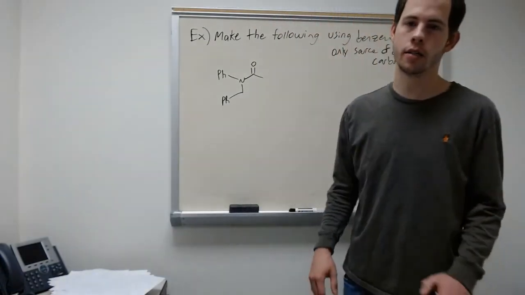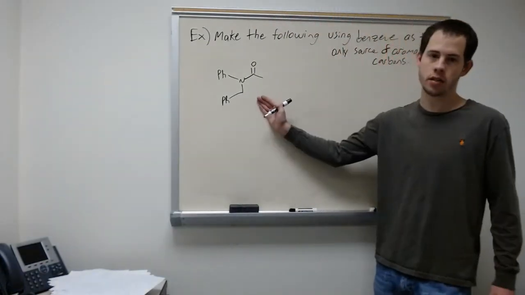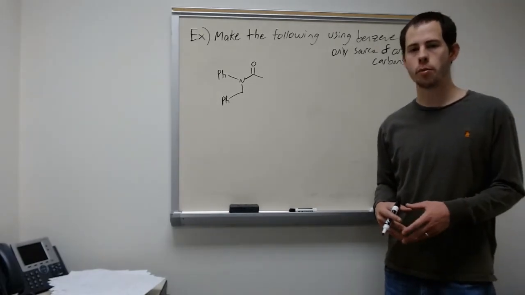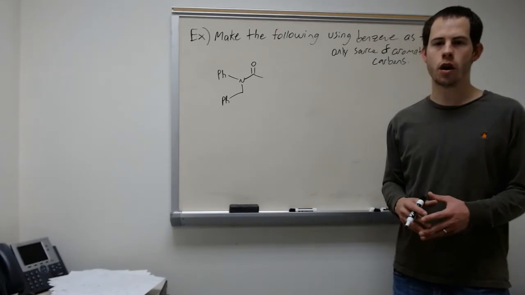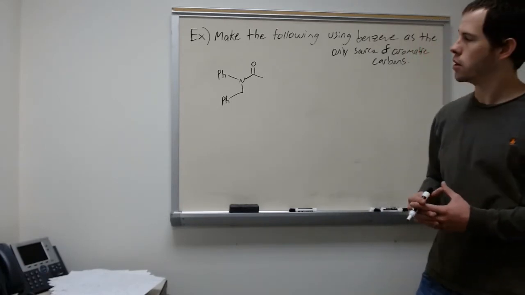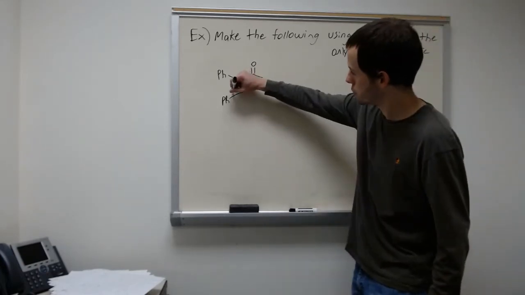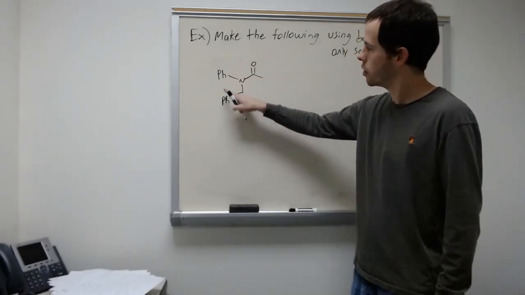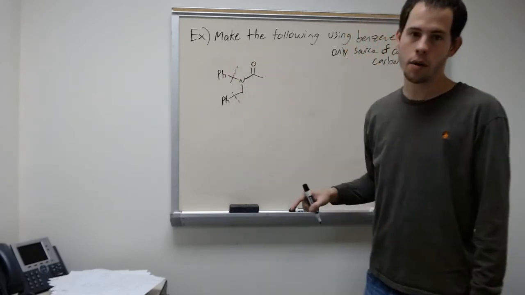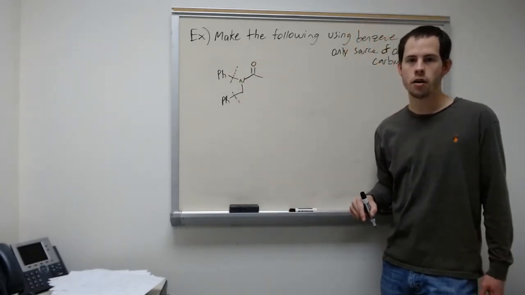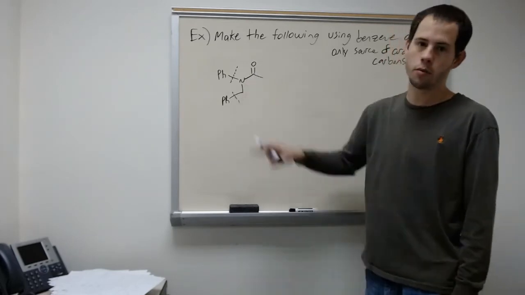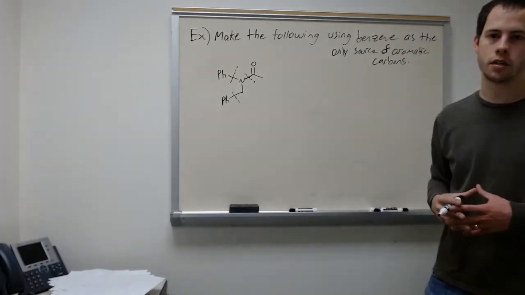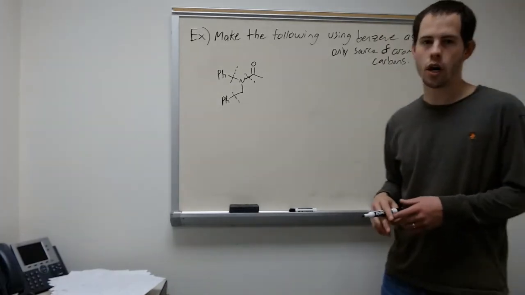Alright, let's take a look at an example here. So let's say we want to synthesize this molecule using benzene as our only source of aromatic carbons, and otherwise we can use whatever other starting materials we want. So that means that we've got to start with benzene here and make this carbon-carbon bond somehow. We've got to start with benzene here and make that carbon-nitrogen bond somehow. And then we've got to make this nitrogen-carbon bond here as well. So I think those are our 3 retrosynthetic disconnections, and so we'll work through one at a time.